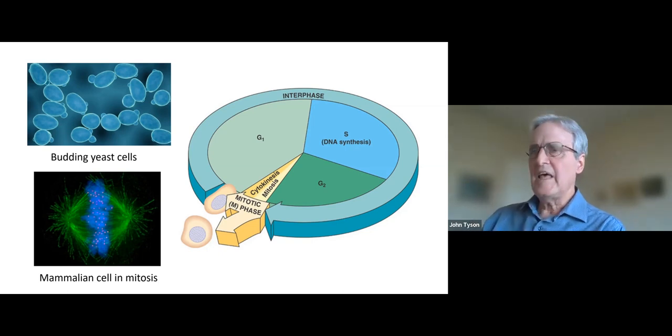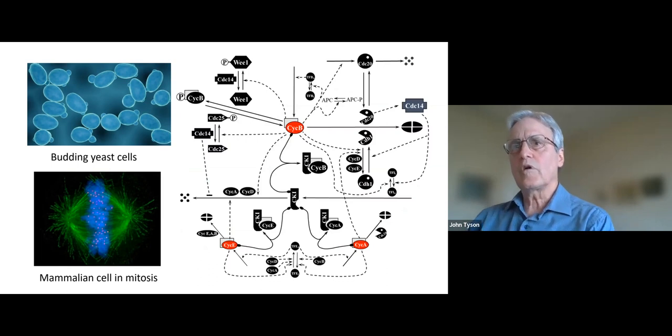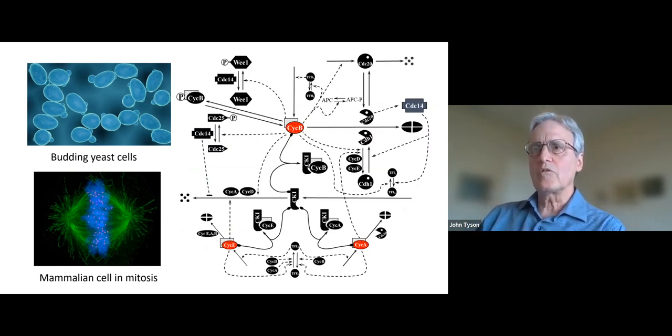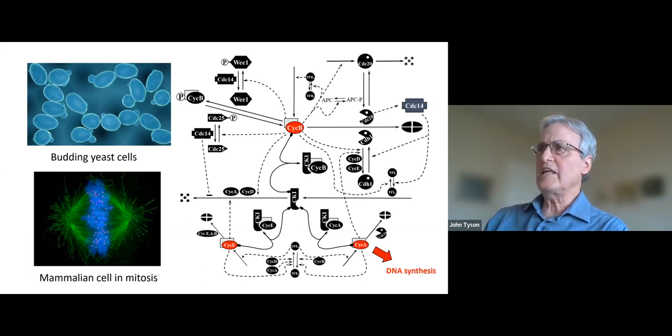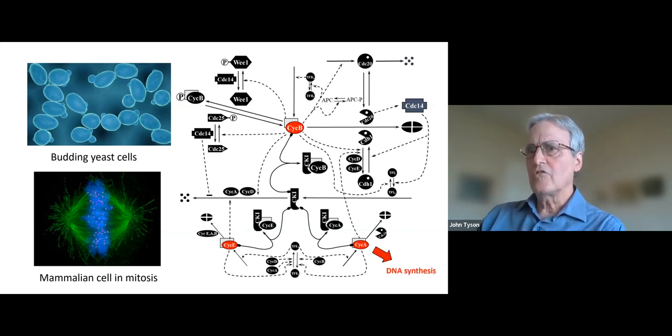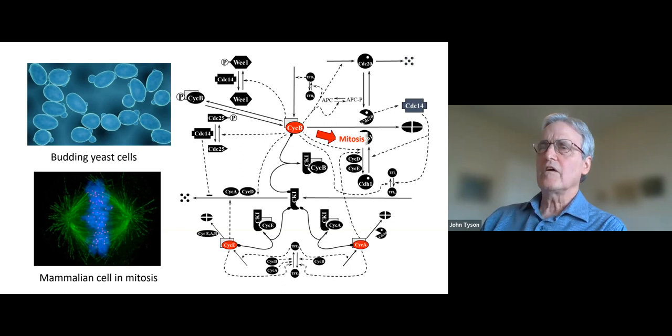In the 1980s and 90s, it was worked out that the progression through the eukaryotic cell cycle is controlled by a family of cyclin-dependent protein kinases. There are three important ones, cyclin E, cyclin A, and cyclin B. So cyclin E and cyclin A dependent kinases drive the cell into DNA synthesis. And then after DNA synthesis is complete, a cyclin B dependent kinase drives the cell into mitosis. And then all of these cyclins need to be destroyed at the end of the cell cycle in order for the cell to exit mitosis and divide and go into G1 again.